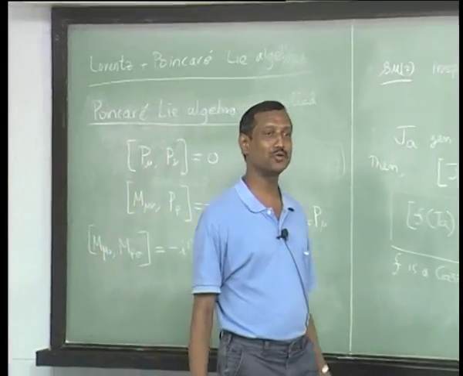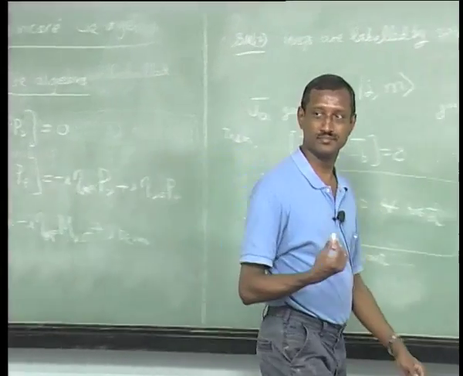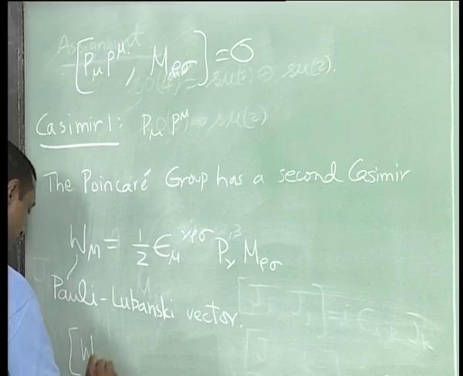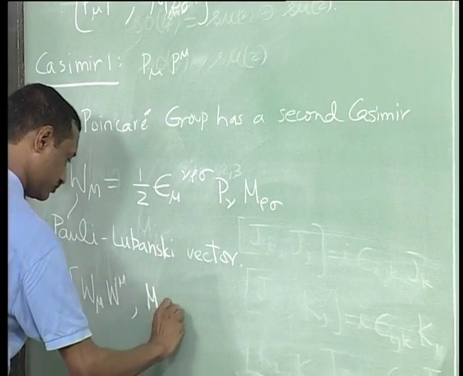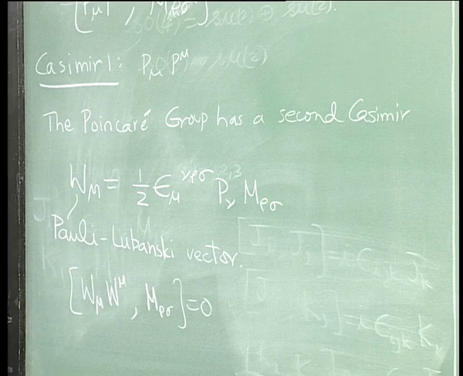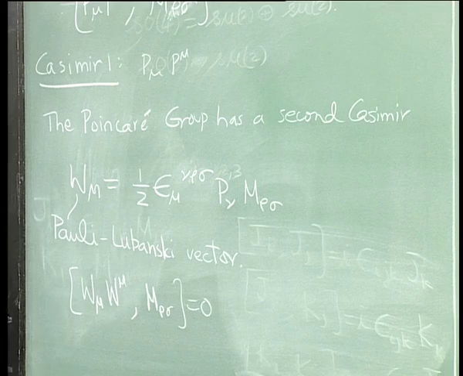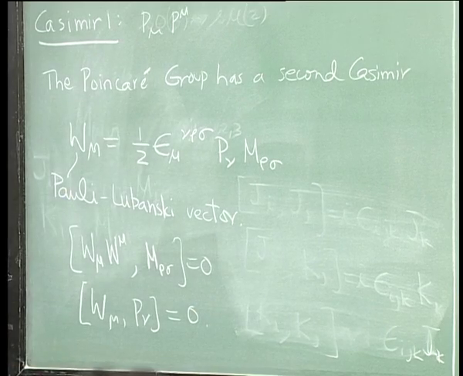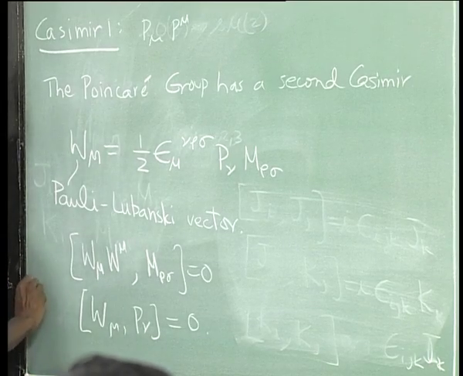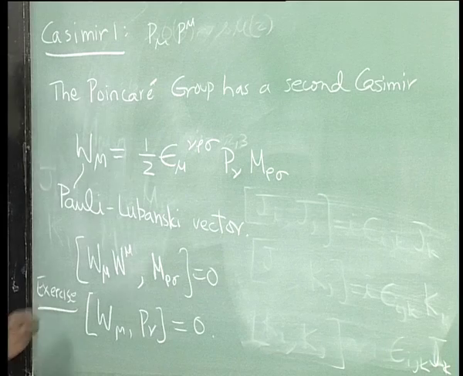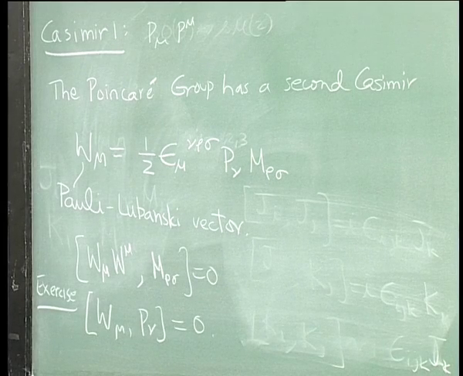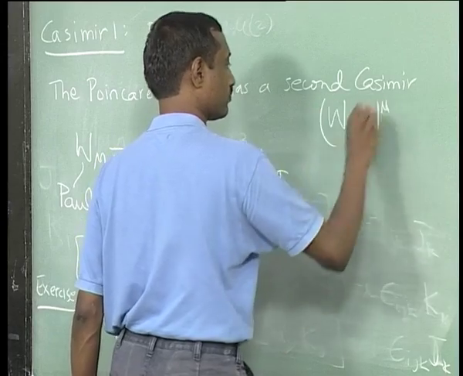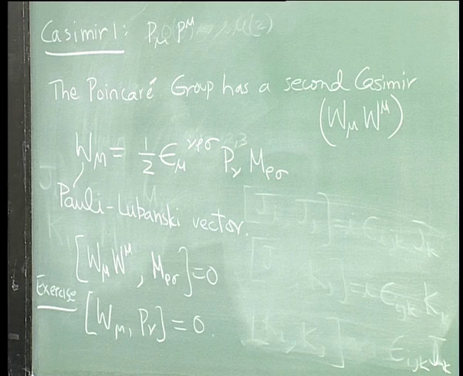Now, can we construct a new Casimir, W squared, for the same reason as this one? But we need to check. The first thing is we know this is trivially true, but we need to check one thing, that it commutes with the other generator, which is P mu. I am not proving it, you can check this as an exercise. So now it is very clear that the second Casimir will be W squared, and that is it, there are no more.